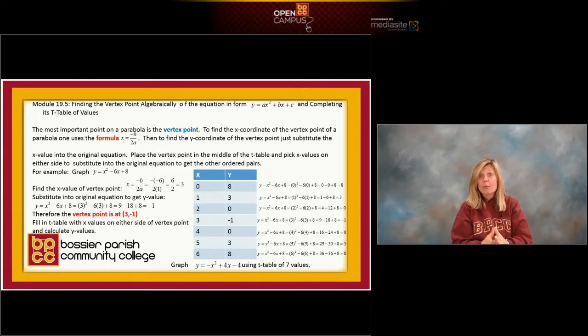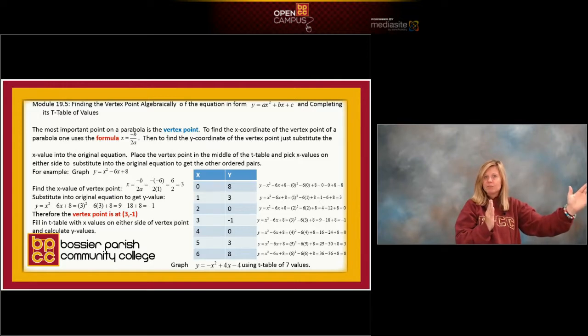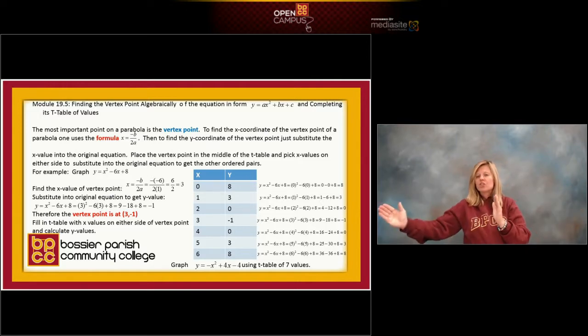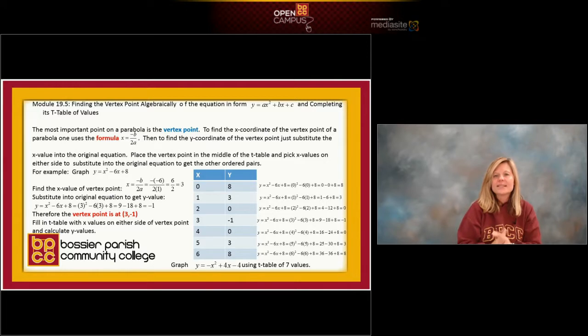Because to graph a parabola, I have to be symmetrical. I'm going to go 3 points to the left of the vertex point, 3 points to the right. Once I have all my x values picked, to get my y values, I'm just going to substitute into that same equation. And you can see on the side all the calculations. If you look at my y values, do you see the pattern? 8, 3, 0, negative 1, 0, 3, 8.